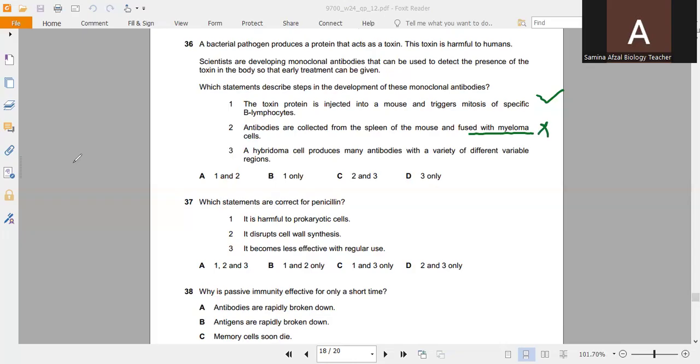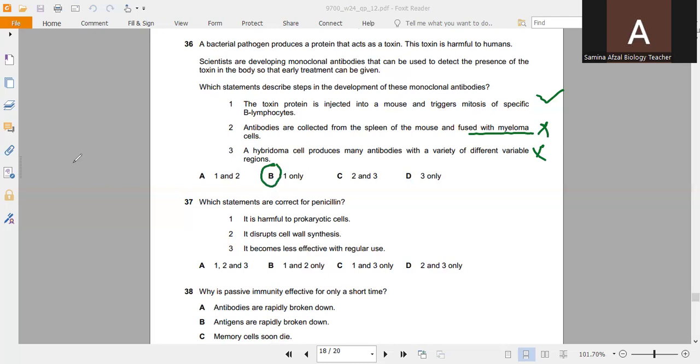A hybridoma cell produces many antibodies with a variety of different variable regions. No, a hybridoma cell will produce only one type of antibody. So again, this statement is not correct. So according to this, only B is the correct option.